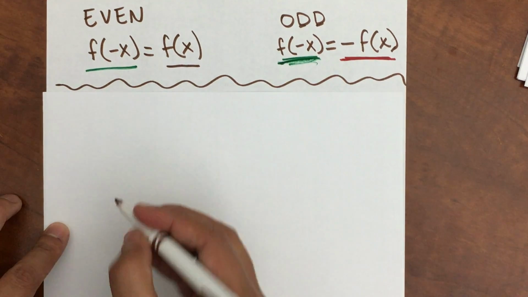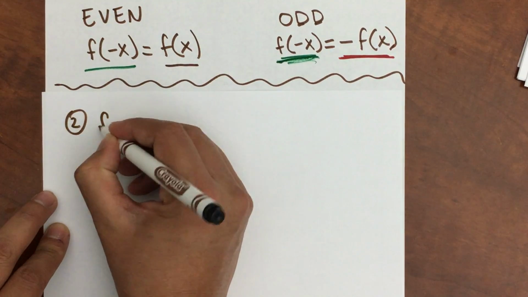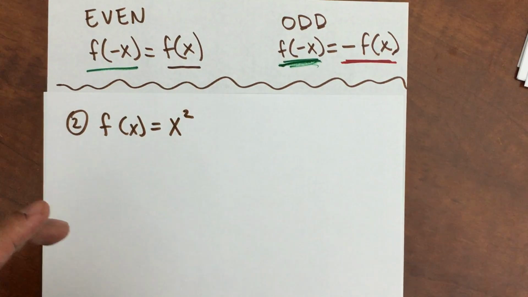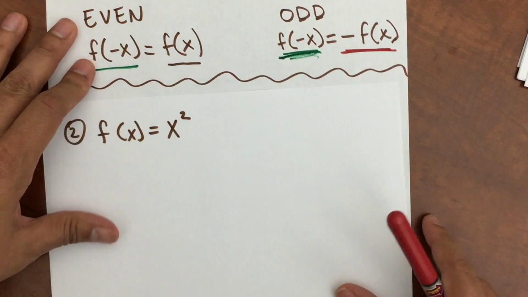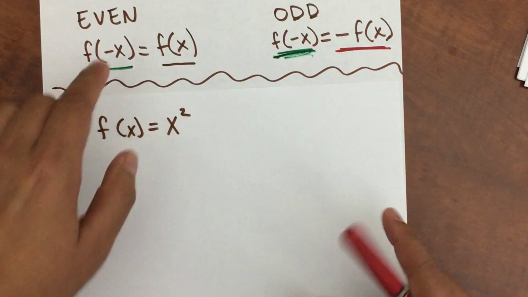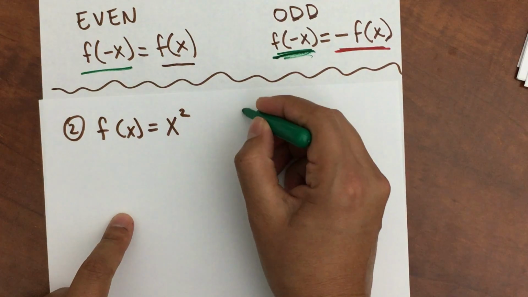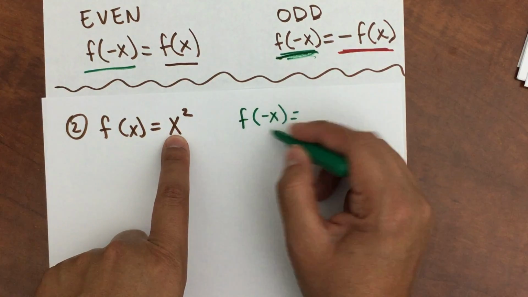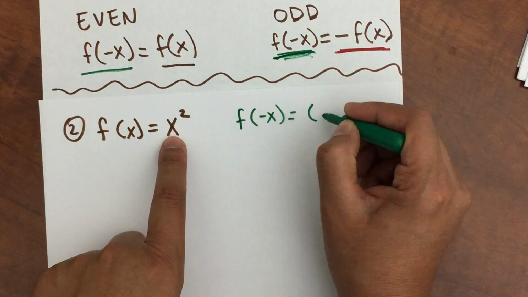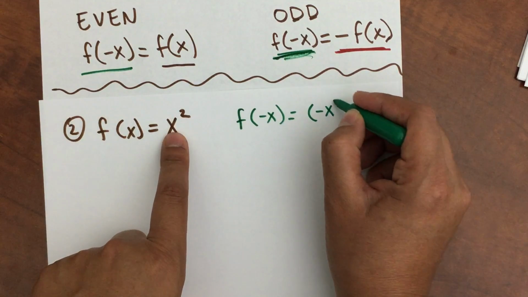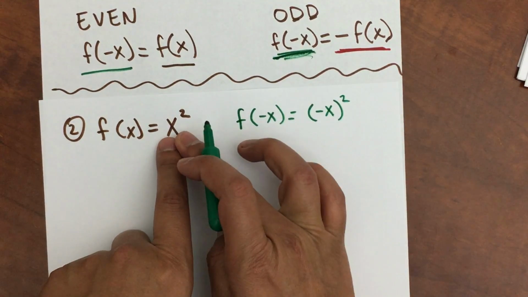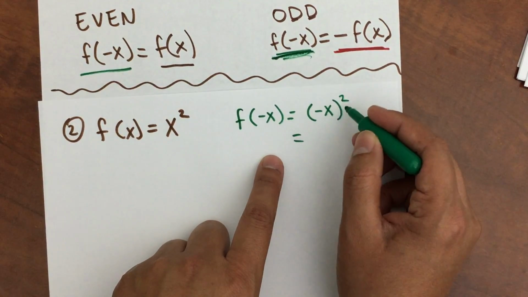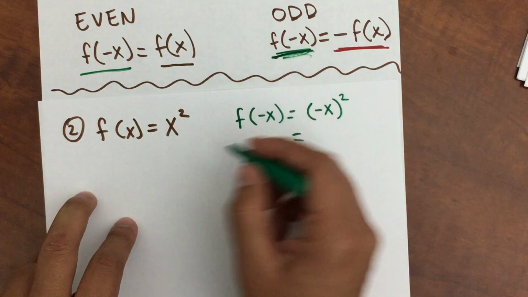So, number 2 is going to be f of x equals x squared. And so, again, the first thing is to find f of negative x. F of negative x, meaning replace every x by a negative. So it's going to be negative x to the second power. It's not x now, it's negative x. And so this means multiply whatever is inside times itself 2 times.